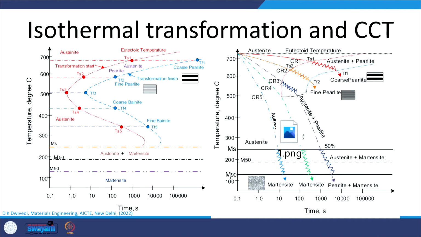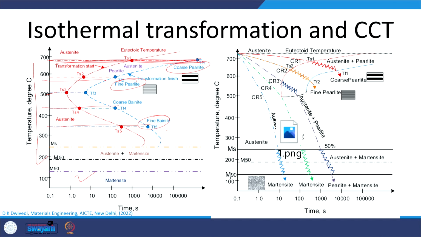So, if the austenite is held at a higher constant temperature, say around 700 degrees centigrade, then we get the coarse pearlite. If it is held at a little lower temperature, then we get the fine pearlite. If it is held at a further lower temperature, then we get the coarse bainite and fine bainite. And if it is held directly at a temperature below that, then we convert the austenite into martensite plus austenite or only martensite, as per the temperature at which it is being held. But this is about the isothermal transformation diagram.